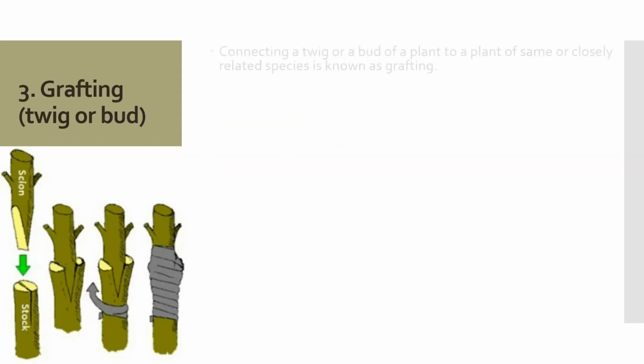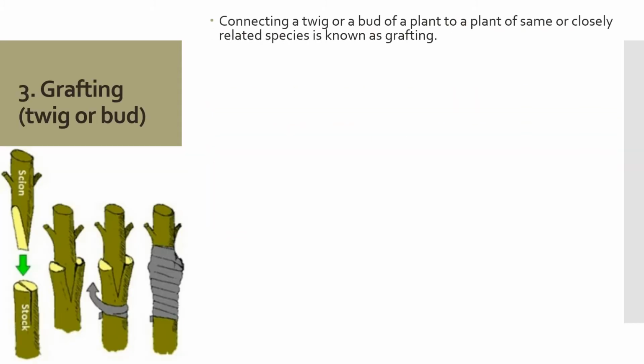Okay, now we will move to the third method of artificial vegetative propagation, that is grafting. So this is somewhat different from the methods that we discussed earlier, and this is a somewhat developed method. So here we are connecting twigs or buds obtained from one plant to another plant, or another plant of a closely related species, to obtain new plants.